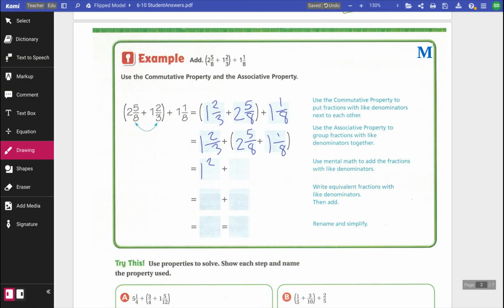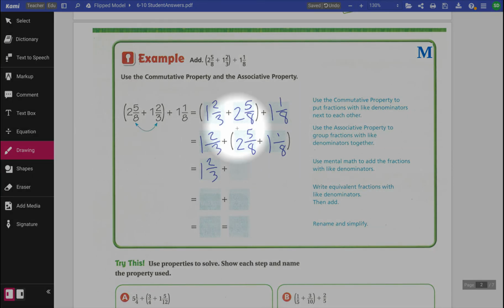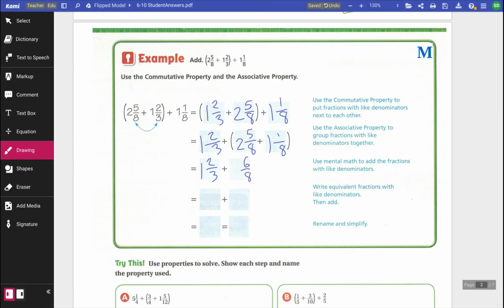So when I rewrite this, I get 1 2/3 plus the sum of 2 5/8 and 1 1/8. Well, 1/8 and 5/8 is 6/8. And 2 plus 1 is 3. And now I can find that common denominator. I can convert these to 24ths, but I'm going to rewrite 3 6/8 as 3 3/4. So now I'm going to make the common denominator 12ths. You could have easily just gone to the next step and made it 24ths, that would work also.